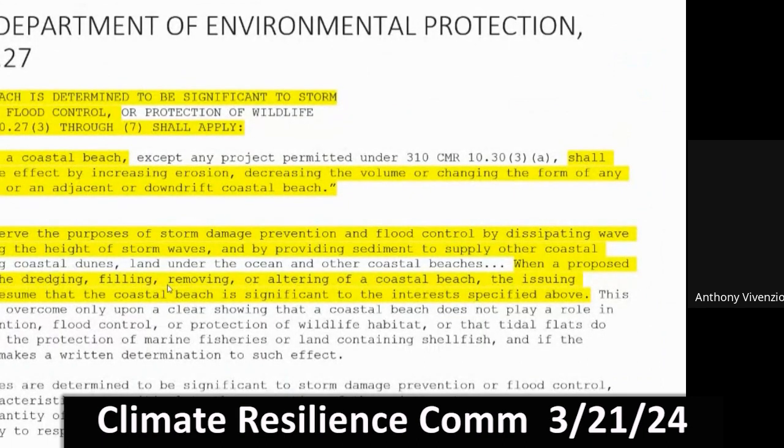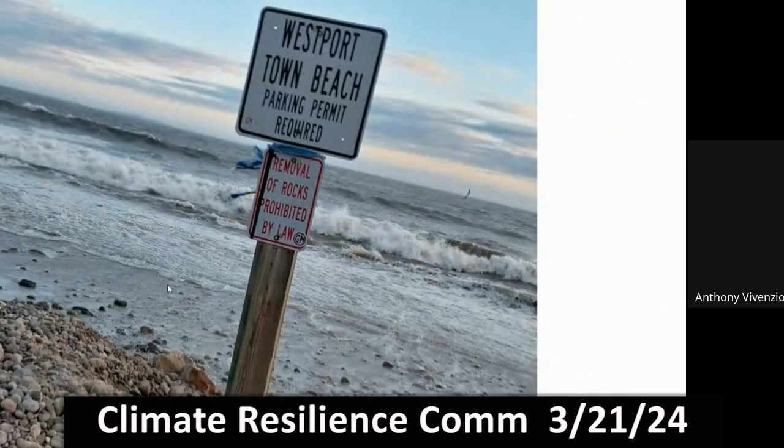The reason why the state stopped it is, according to the Wetlands Protection Act, this is 310 CMR 10.27, any project on the coastal beach shall not have an adverse effect by increasing erosion, decreasing the volume, or changing the form of any such coastal beach or an adjacent or downdrift coastal beach. So that's why they blocked it. And then the town, of course, recognizes that removal of rocks off of the barrier beach is wrong. They've passed a local ordinance to that effect because they want to preserve and protect the beaches.